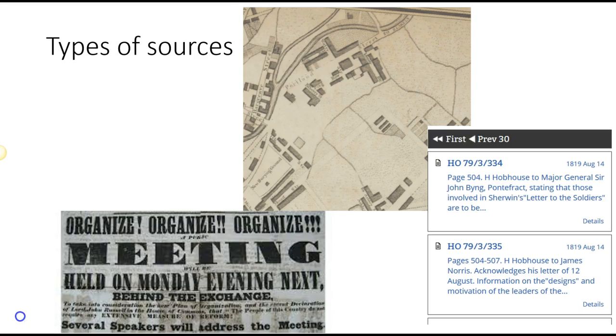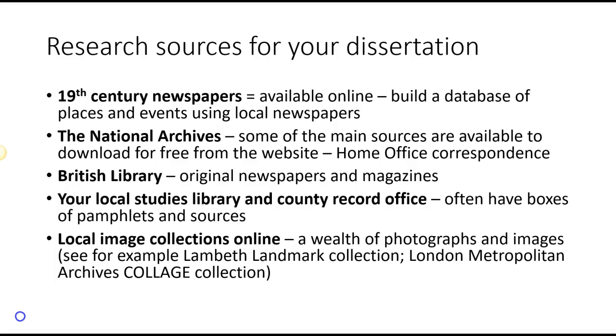And so, types of sources. There's a wealth of sources increasingly that we can access online, but I do also encourage you to go to your local studies libraries, county record offices, archives to dig around and find them. But there's plenty of material on politics, the maps. I do think that maps are a really underused resource that historians can use to show change over time in particular areas. There's posters, political meeting posters, there's correspondence.